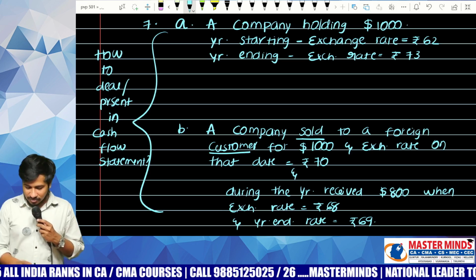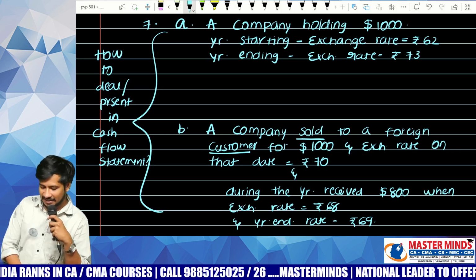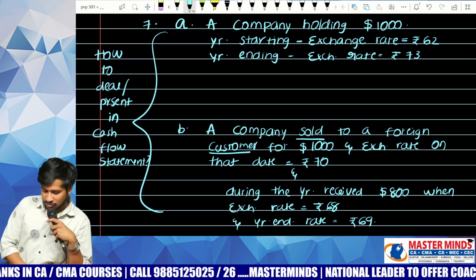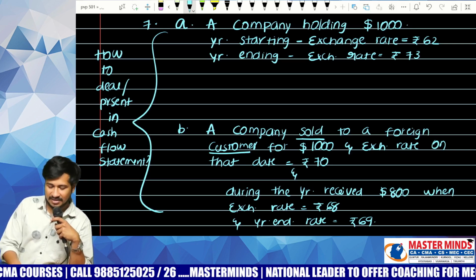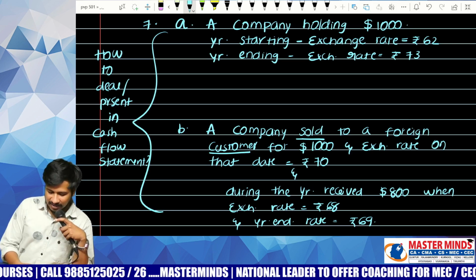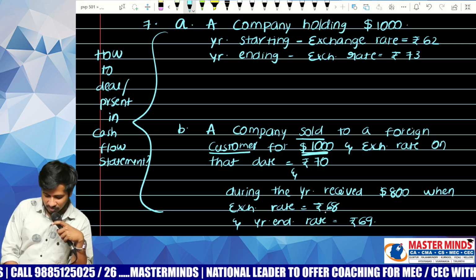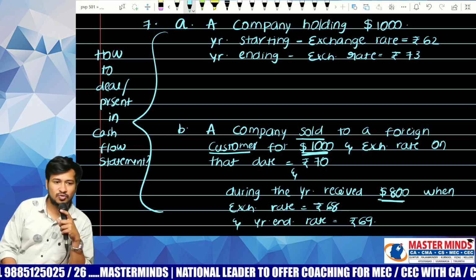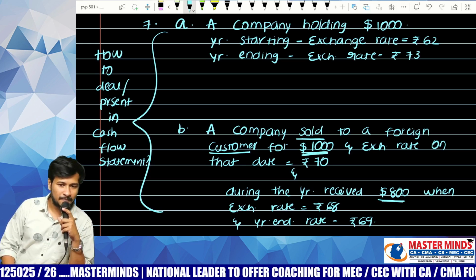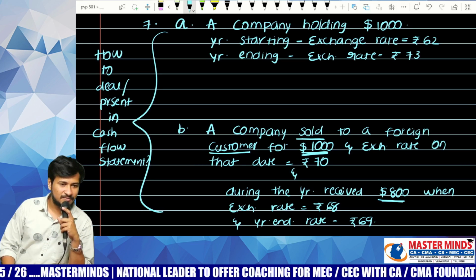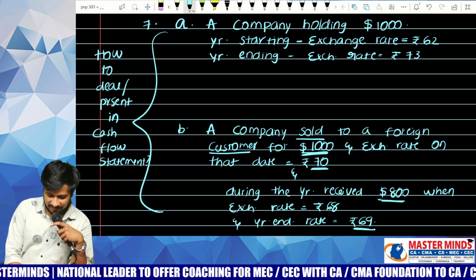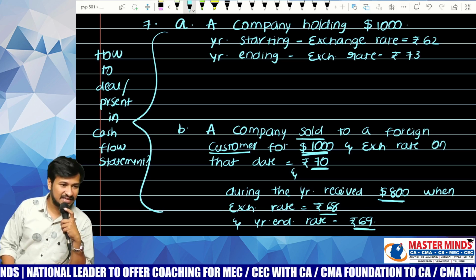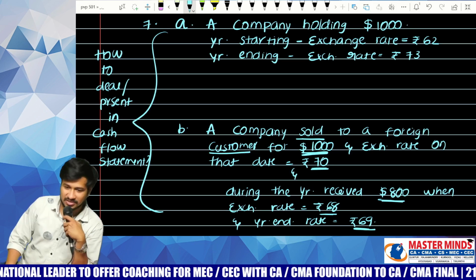So we are selling $1,000 to one person. At that time, the rate is rupees 70. During the year, received 800. When the exchange rate is 68. Year end, the rate is 69. Take care, out of $1,000, you have received only $800. Still, there is $200 pending at the end of the year, where it has to be valued at 69. Initially 70. At the time of receipt, 68. This is all the question.